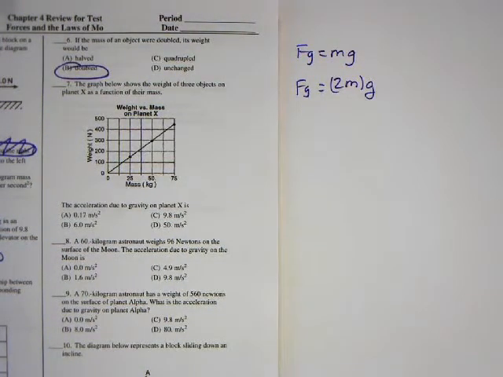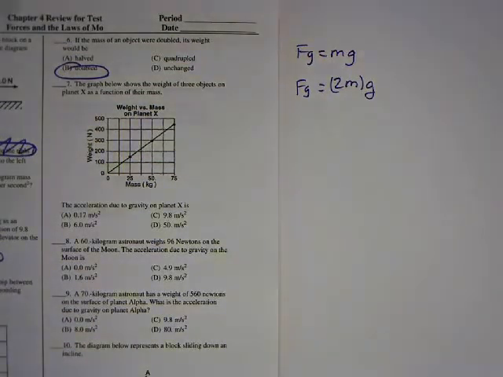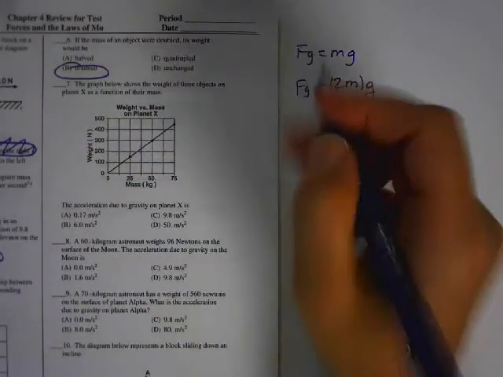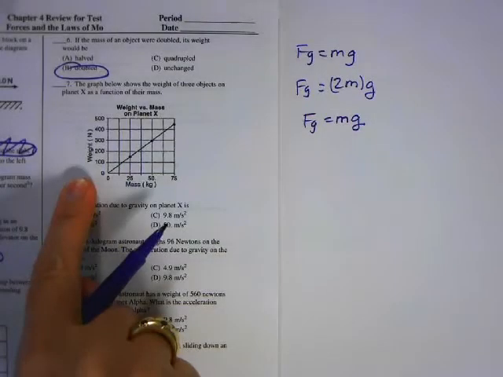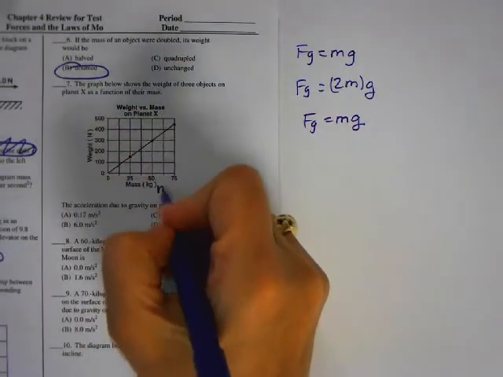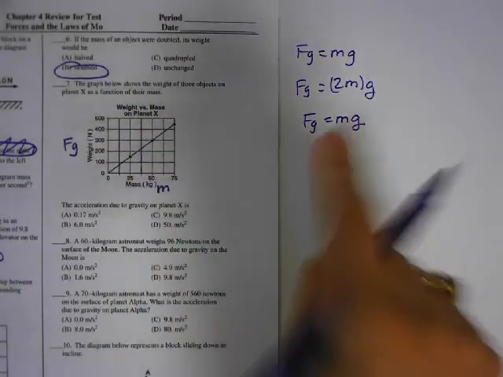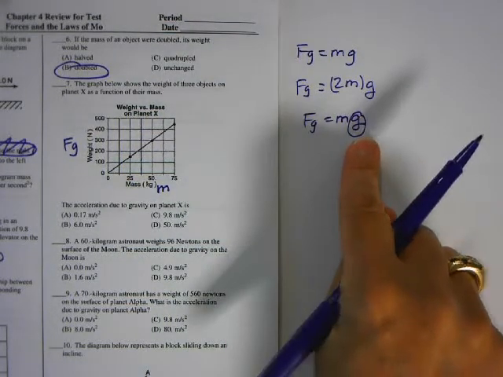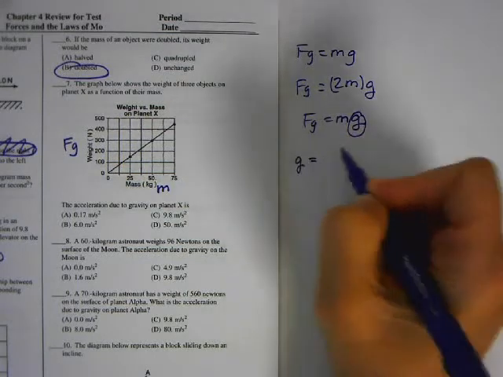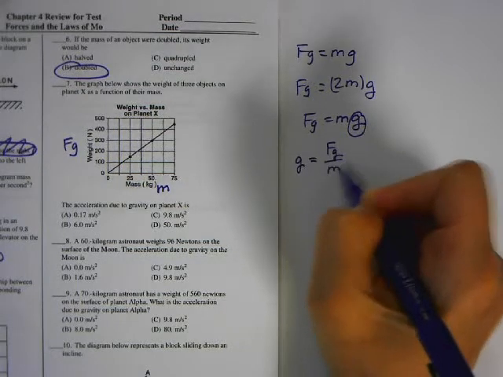The graph below shows the weight of 3 objects on planet X as a function of their mass. So now I want to find the acceleration due to gravity. Well, acceleration due to gravity is little g. So what equation do I know? I know F of g is equal to mg. So I have the mass, I have the weight. Remember, this is m, this is F of g, and I want to find the acceleration due to gravity g. So this is their relationship: little g is equal to F of g over m.